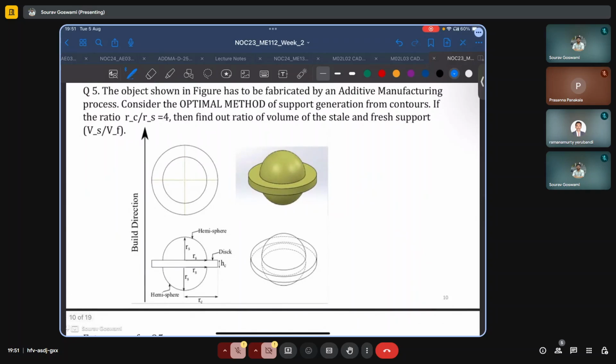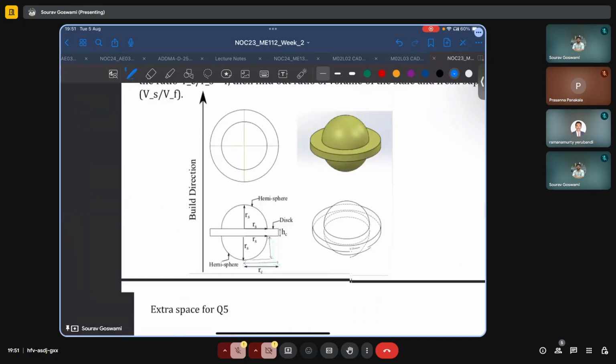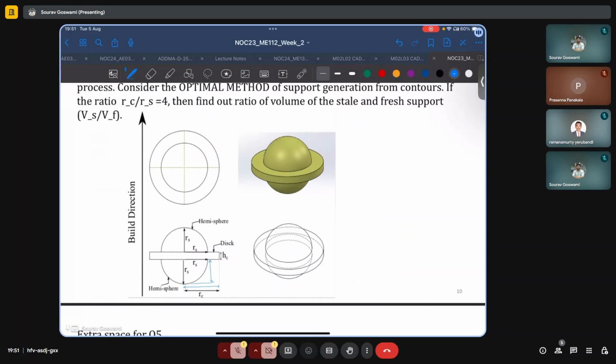In the given question, we are given an object of somewhat complex geometry, which has to be fabricated by an additive manufacturing process. Now, considering the optimal method of support generation from contours, and further we are told that the ratio of certain quantities, RC by RS, RC being this distance here, and RS being the radius of this sphere, if they are in a certain ratio, we are asked to find the volume of the stale and fresh support.